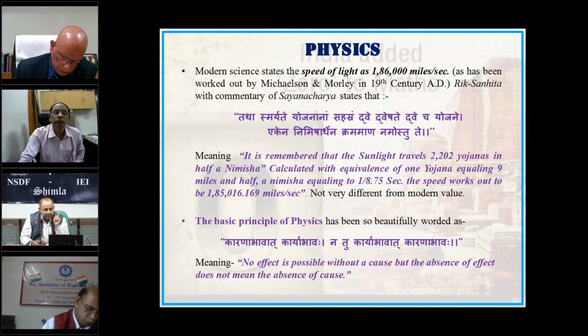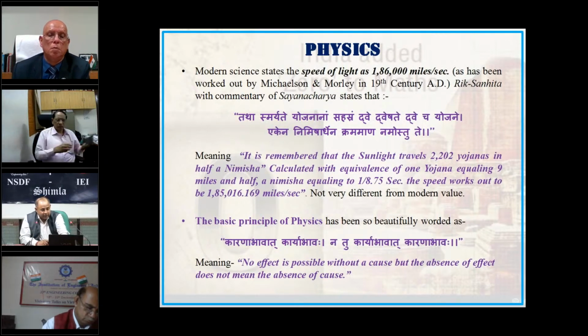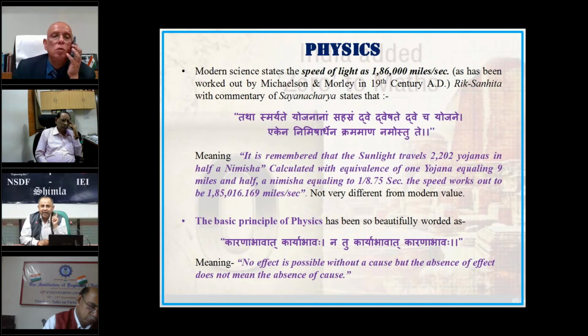He says, Takarate yojna nam sastram dave daveshate dave cha yojne eken nimisardhen kammanam namostute. In English I have written, see this. It is remembered that the sunlight travels 2,202 yojnas in half a nimish. It's the translation. Sastram daveshate 2,202 yojna. Yojan means 9.5 miles, in half a nimisha.